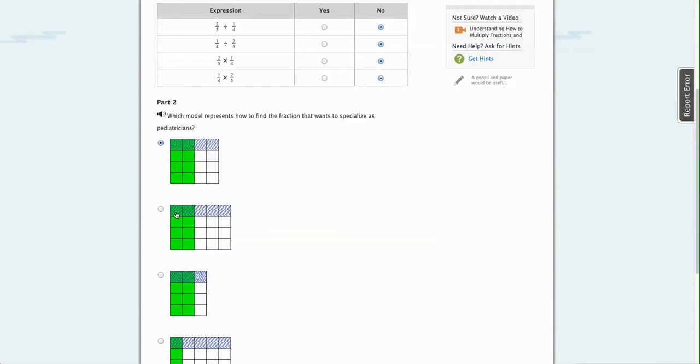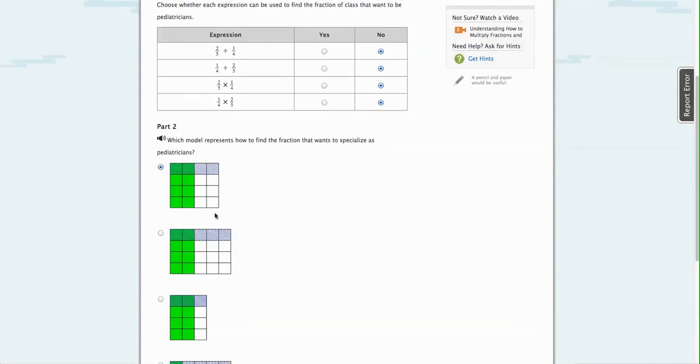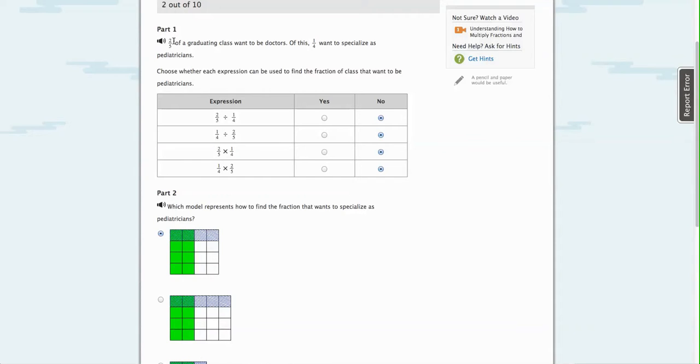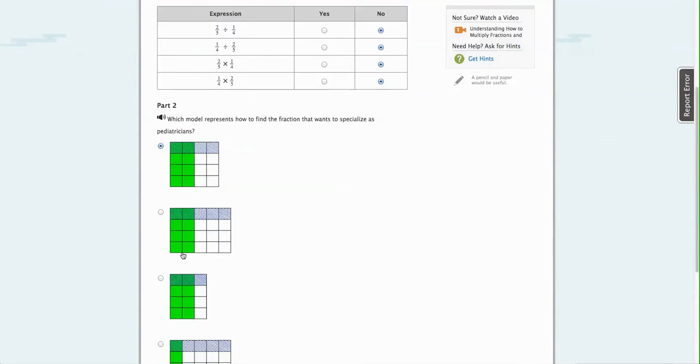So if you had a class of 20 students, then 2/5 will become doctors. So that would be this many students. And a quarter of those wants to be pediatricians. So only 2 out of the 20 people would become pediatricians. That doesn't mean that you'll only have 2 doctors, though. You'll have 1, 2, 3, 4, 5, 6, 7, 8 doctors. I hope that makes sense to you.